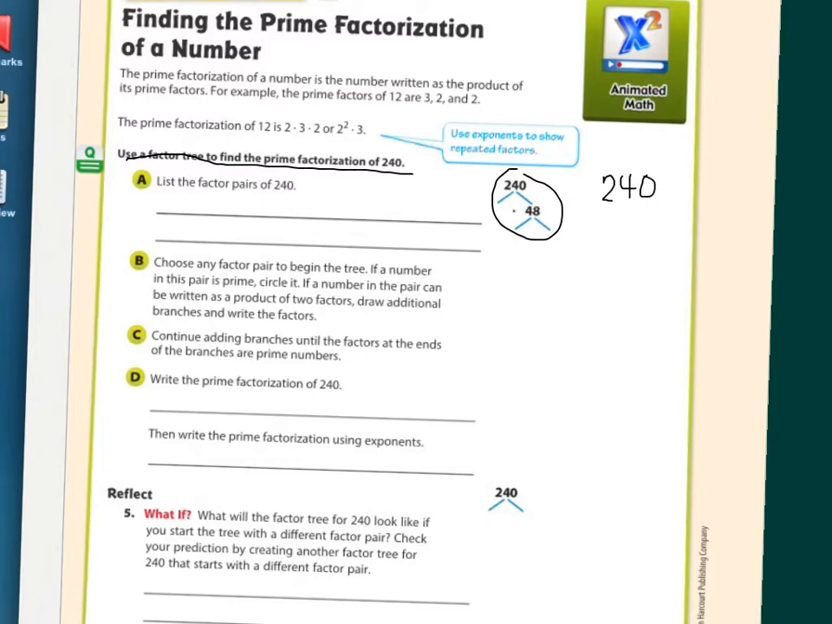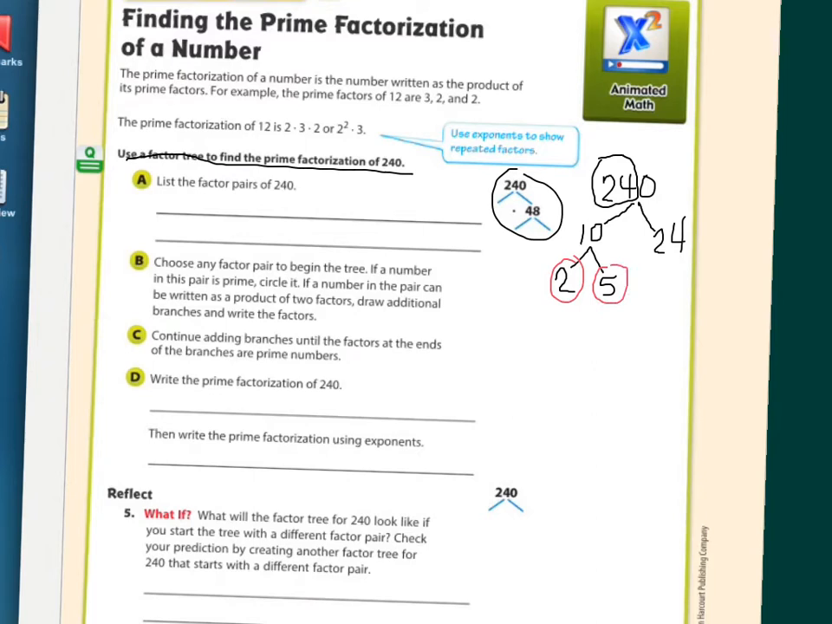240. If there's a 0 at the end, then 10 is a factor. And then 10 times what? Everything that's before the 0. So 10 times 24. Neither one of these are prime numbers, so I keep going. 2 times 5. 2 is prime, so I'm going to circle it, and that stops there. 5 is prime. That stops.